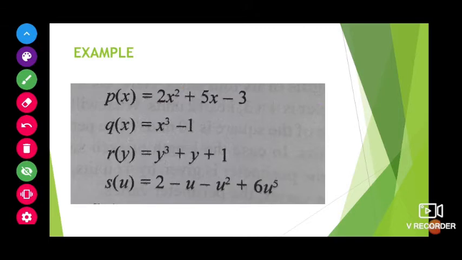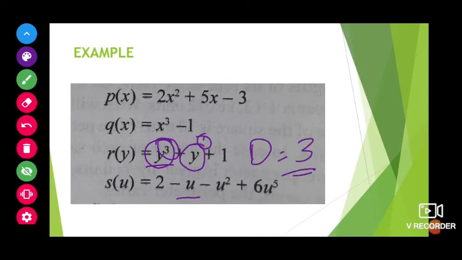Now we'll go for one more example. Here the first term is y cube. What is the degree of this term? It is 3. And here nothing is written, so it is 1. What is the degree of this y? 1. Which is the highest degree here? The 3. So the degree of the polynomial is 3.